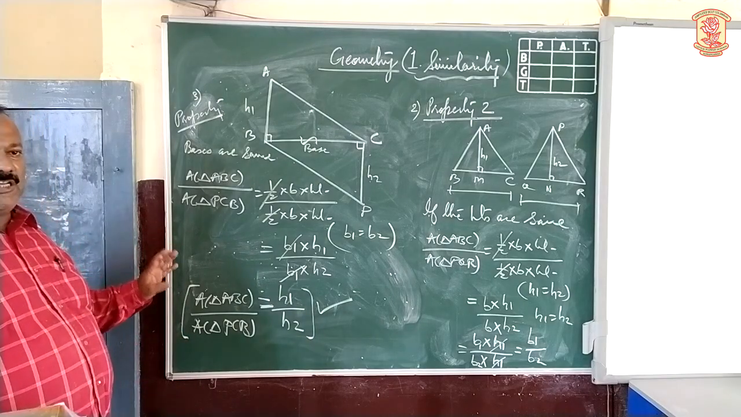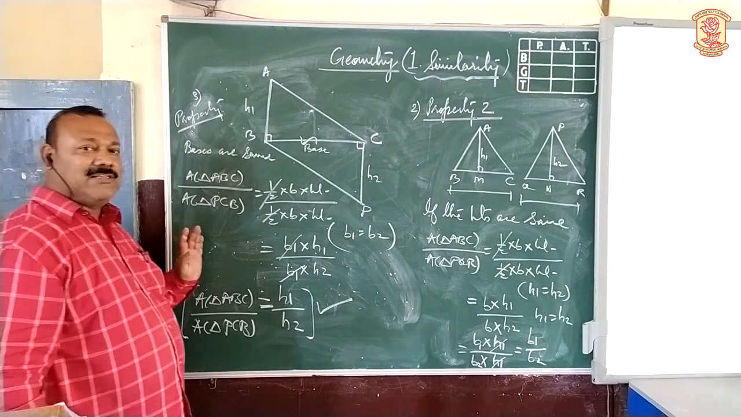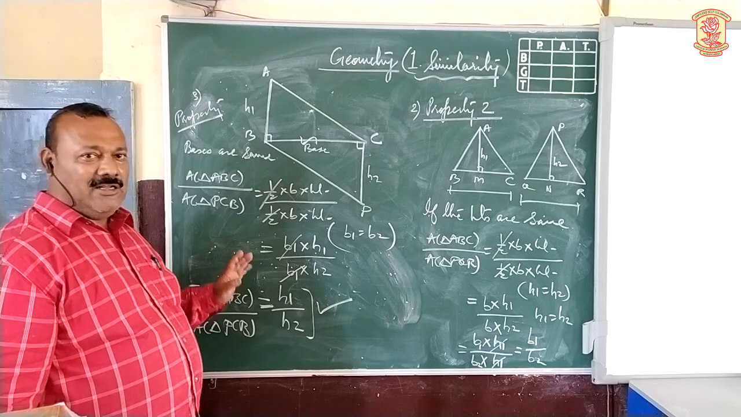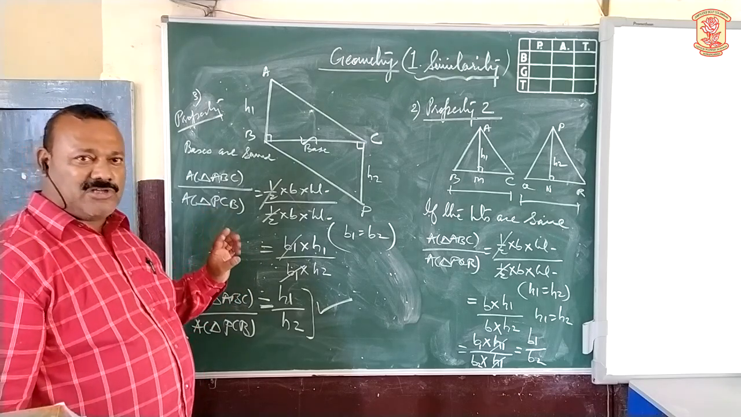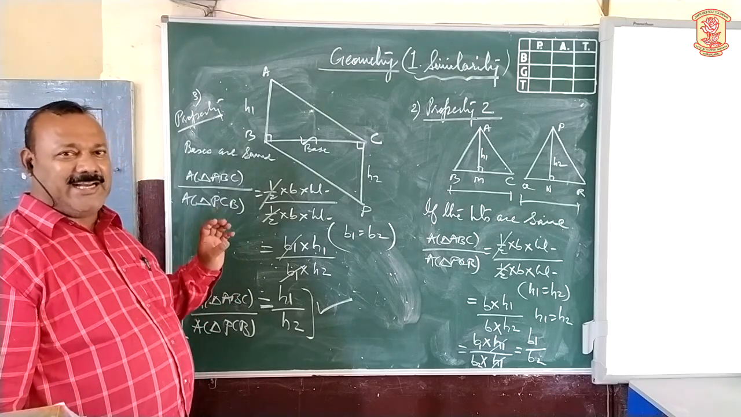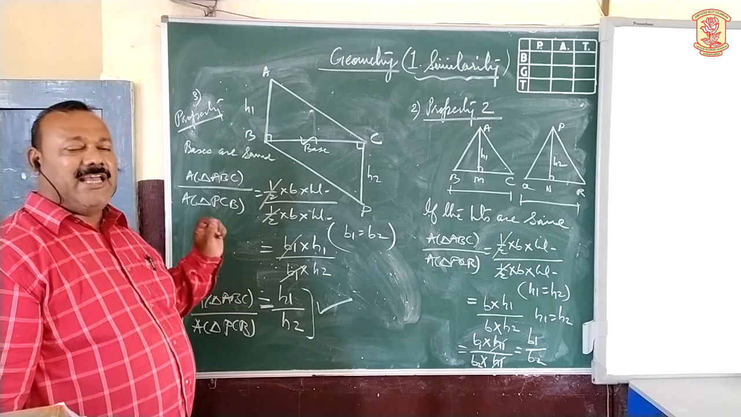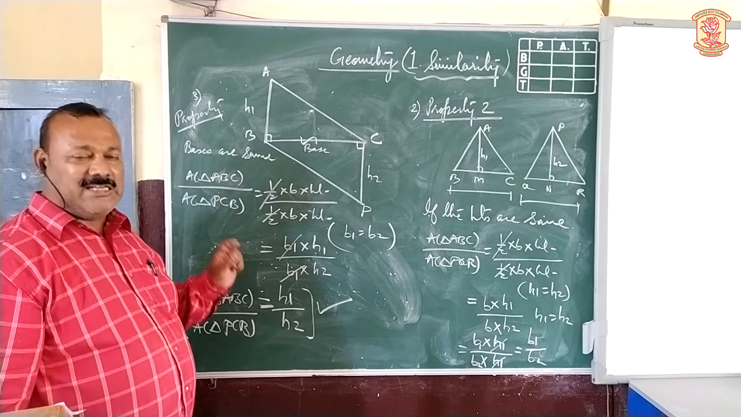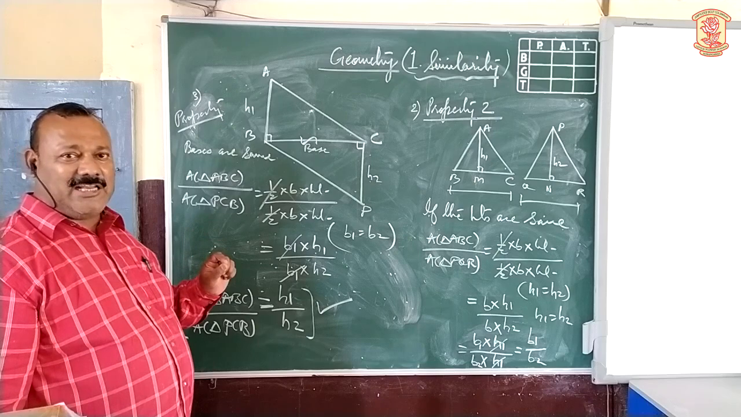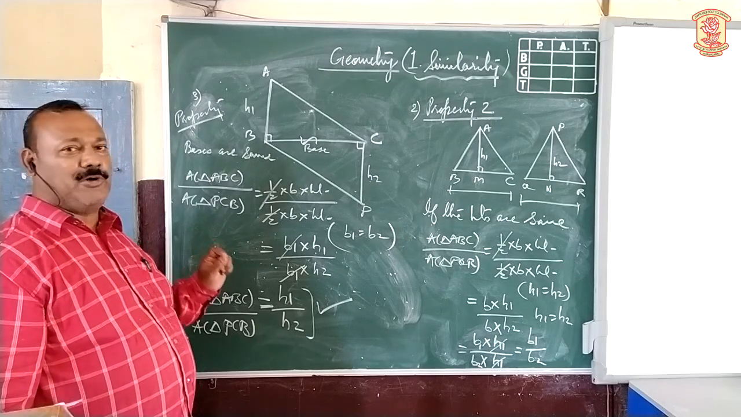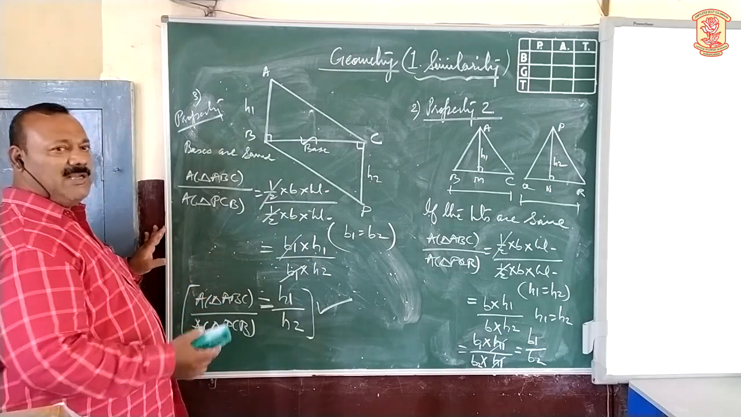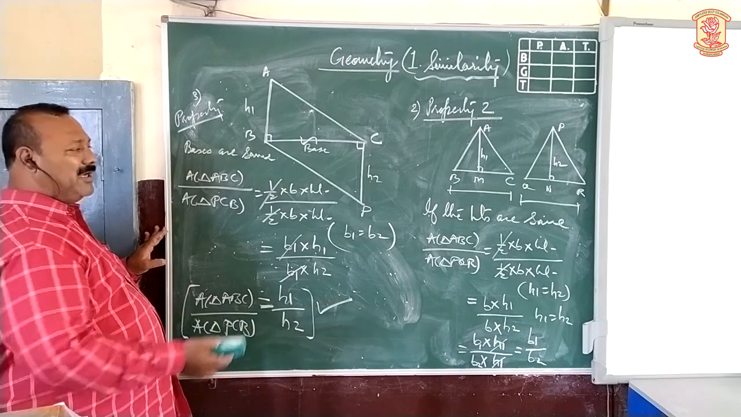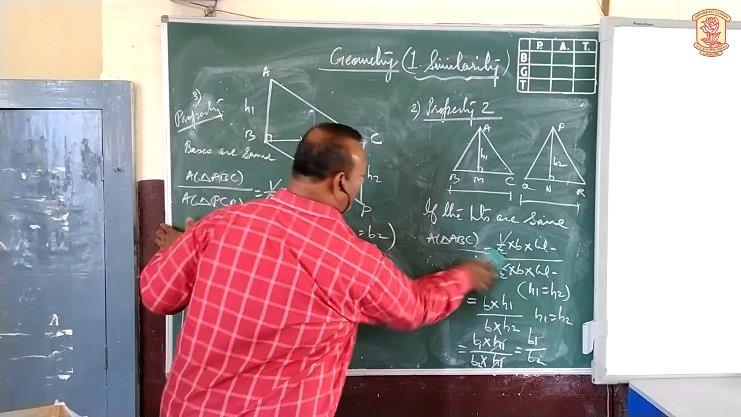These are the three properties: first, second and third. First, areas are proportional to the product of base and height. Second, whenever heights are equal, areas are proportional to the corresponding bases. And third, when bases are equal, areas are proportional to the corresponding heights. These are the three properties. For the next property, we'll see in the next one.